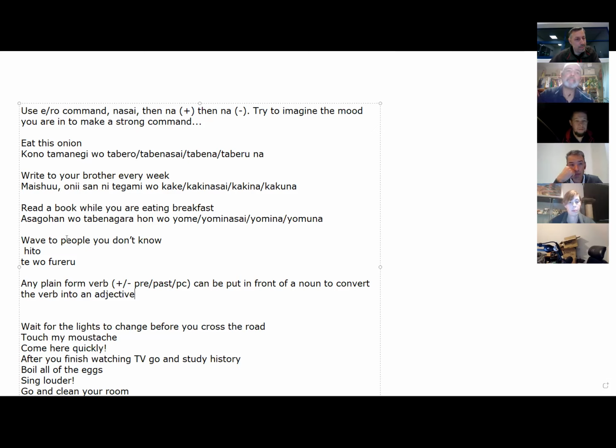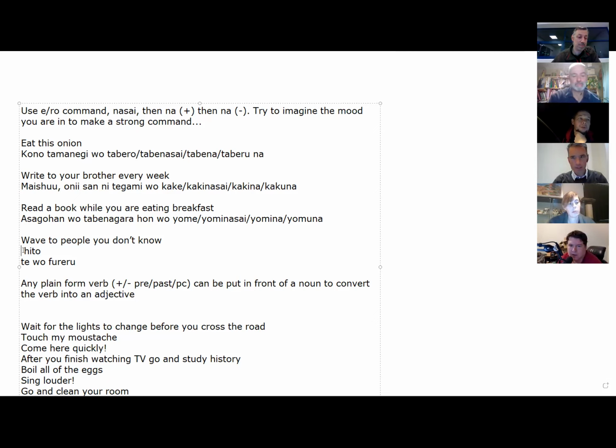So, people is hito. This is the noun, and then you don't know. You can just use the verb for don't know. It's not specific for watashi or anata. It doesn't change the verb. What is don't know? Who can help? What's the verb to know?